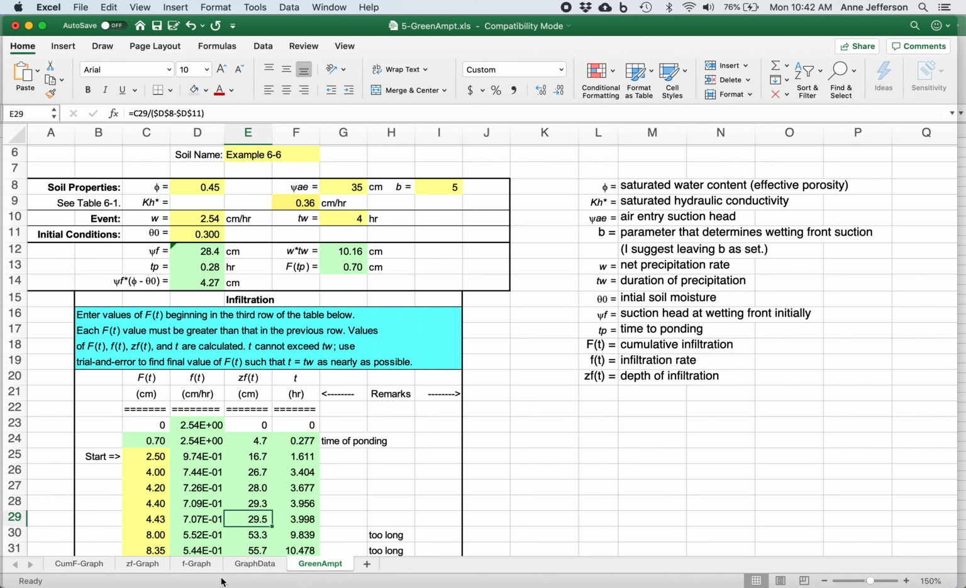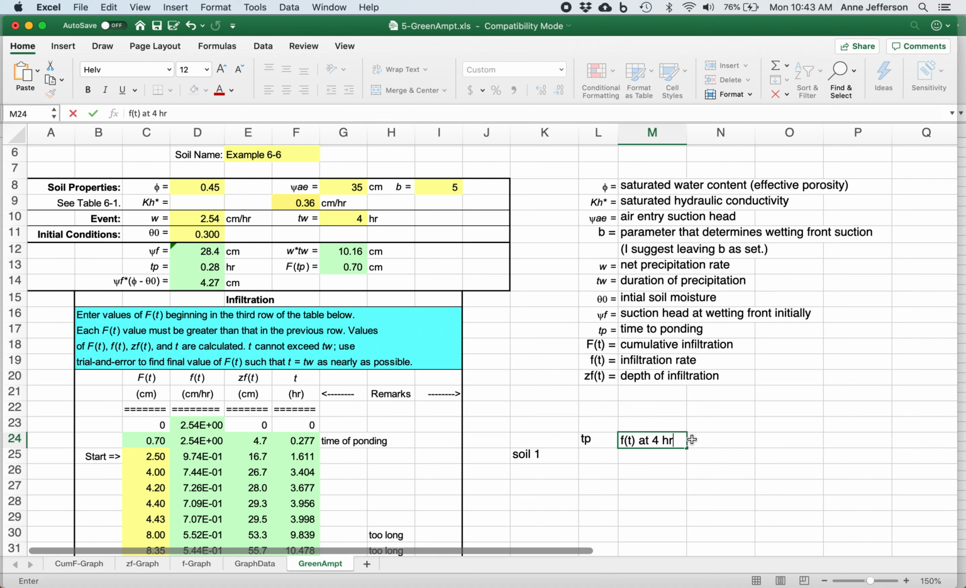And the depth of the wetting front is 29.5 centimeters. So those are the answers we'd be looking for this soil. You're going to want to note those answers in someplace that you're not going to write over them. So I'm just going to say time of ponding, infiltration rate at 4 hours, and the wetting front depth at 4 hours. Copy things over before I change anything else about my soil or my rain. So we had an infiltration rate of 0.707 and a depth of 29.5. And now I'm ready to go on and change something about the soil.